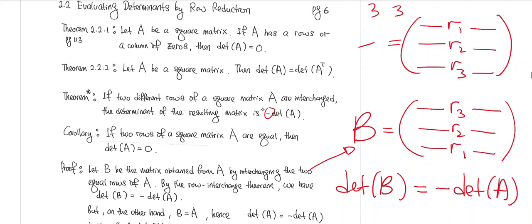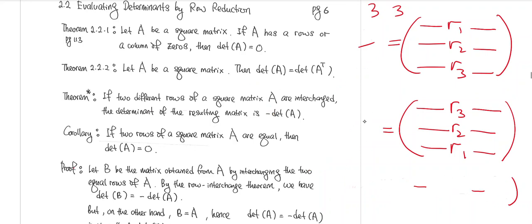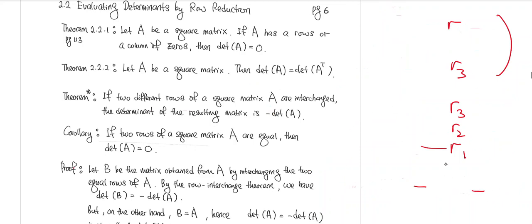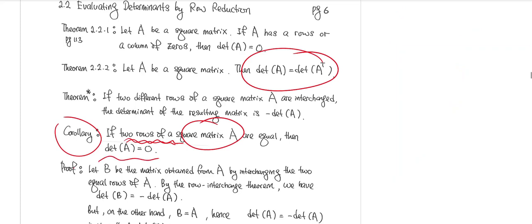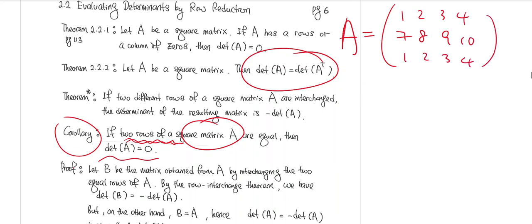Okay, now, one of the consequences, in mathematics we call it a corollary, is this. One of the consequences of that theorem is this. This corollary says that if you have 2 rows, also true for 2 columns, of a square matrix A, 2 equal rows, then the determinant will be 0 immediately. For example, say you have 1, 2, 3, 4, 7, 8, 9, 10, and then you have 1, 2, 3, 4. So this matrix has 2 rows which are the same. So immediately you know that the determinant of this matrix is 0.